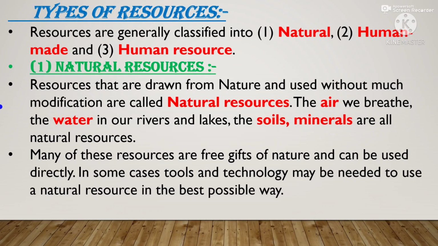For example, we can use air, water and soil directly. But minerals are natural resources which have to be transformed by use of technology and tools. We have to transform minerals into usable things. So minerals can't be used directly. For example, we collect ore from the ground and we convert it into different ornaments, like that.